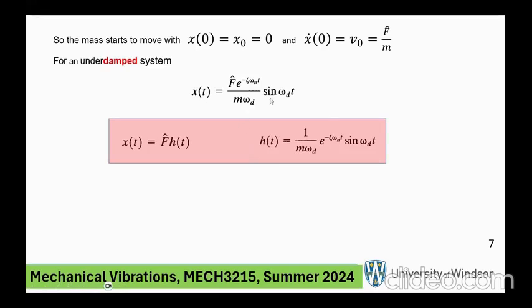So notice that I can rewrite this expression as f hat times these three terms. So I can write x of t as f hat times a function. That function is just this combination that you see there. Okay? This is such an important function, and it's called the response due to a unit impulse.